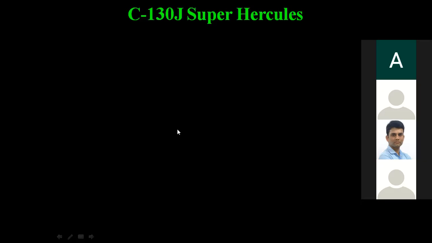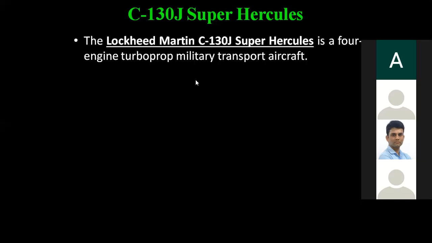Another aircraft in this category is called C-130, the C-130 Super Hercules. In fact, its name is longer than this, but it is in general known as the C-130J Super Hercules. Its actual name is Lockheed Martin C-130J Super Hercules. Again, it is a four-engine turboprop military transport aircraft.